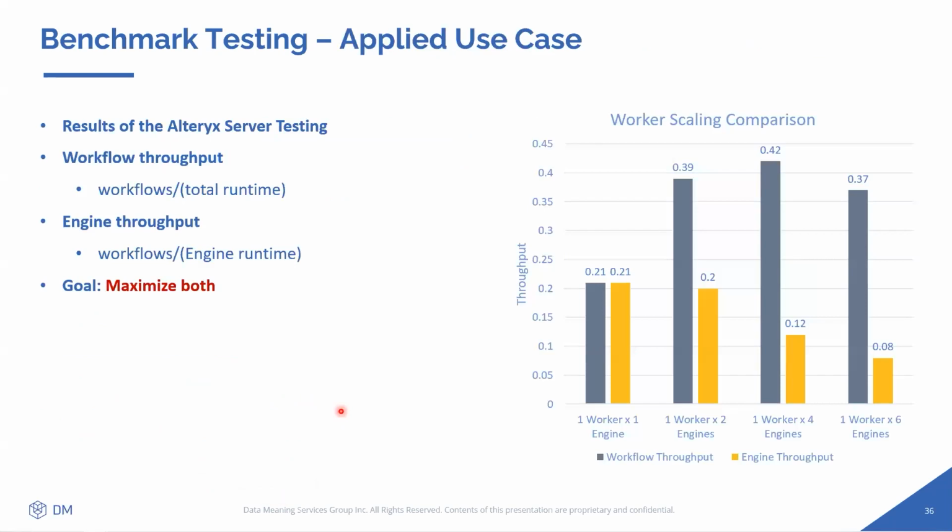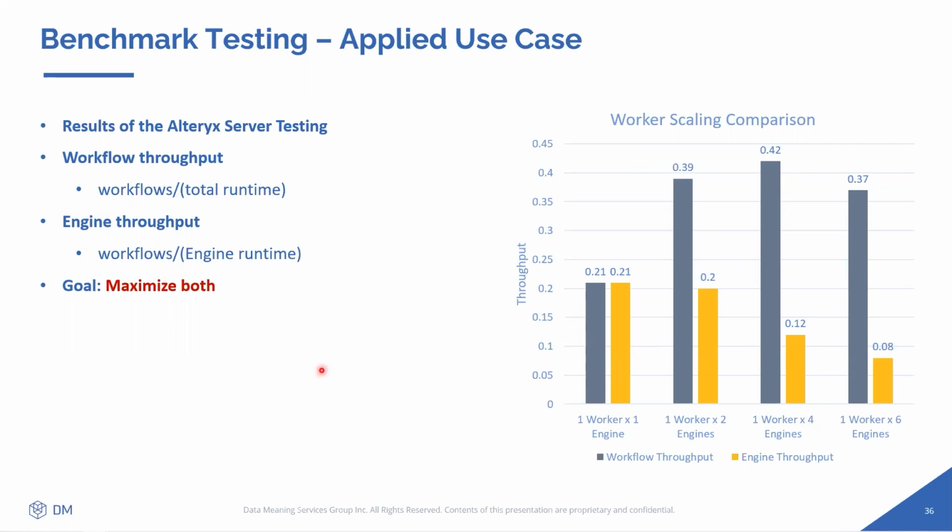The whole idea for this test is to analyze 2 main indicators. The workflow throughput is the number of workflows run divided by the total runtime, so it's the number of workflows per minute. And the engine throughput is the number of workflows per the usage of the engine. The idea here is that the higher the number, the more workflows are being processed. So the goal is always to maximize both, okay?